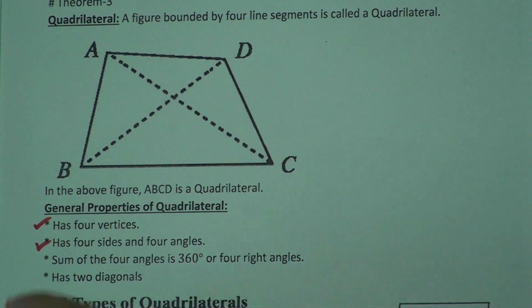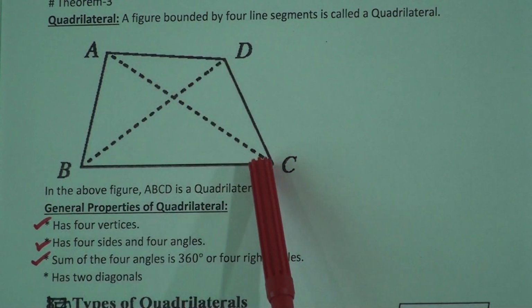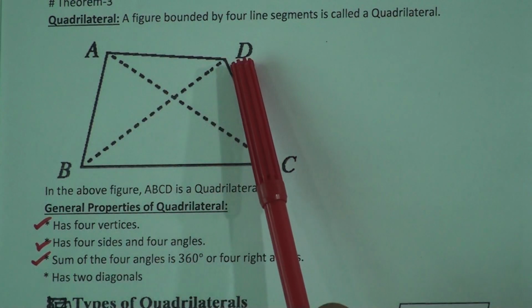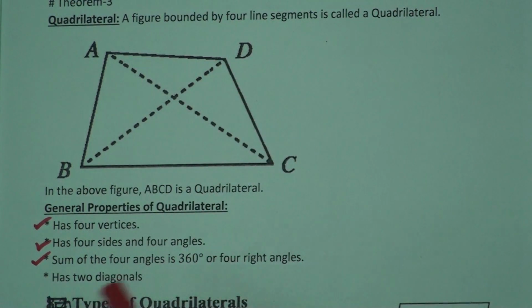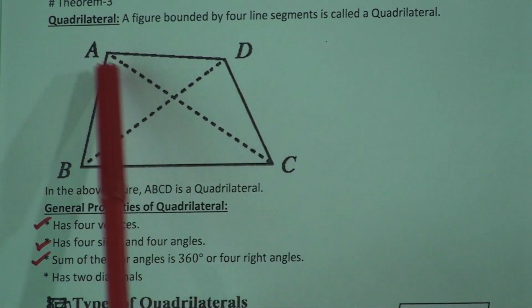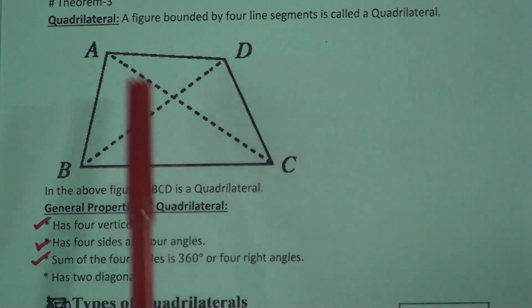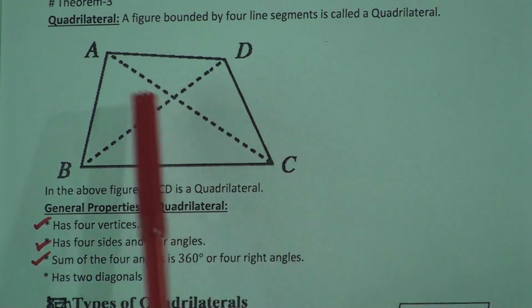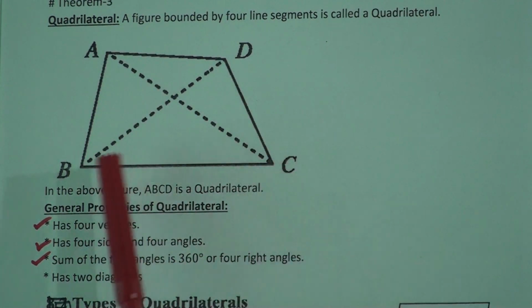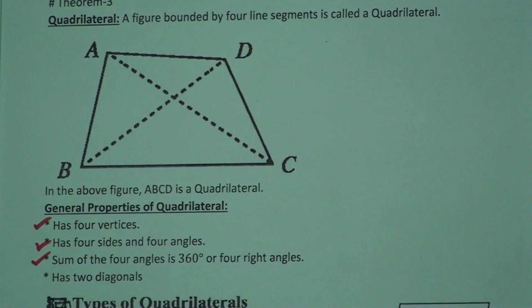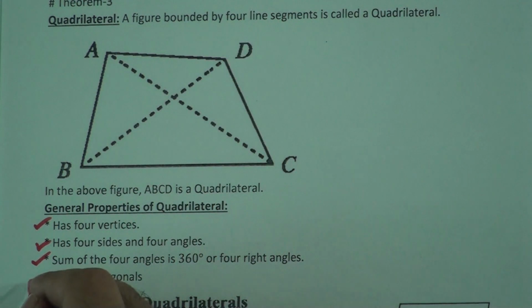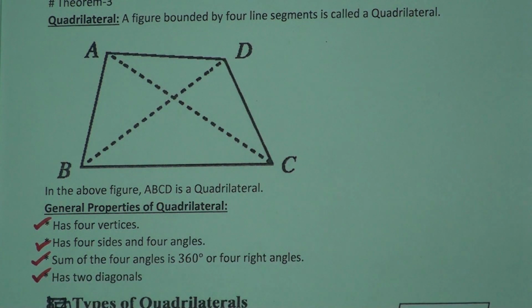Okay, now the next property I have written here is that it has 2 diagonals. It means that any quadrilateral has 2 diagonals. Here one diagonal is AC and another diagonal is BD. Diagonal means if we join any 2 opposite vertices by a line segment, that line segment is known as a diagonal. So if we join A and C, we will get the diagonal AC, and if we join B and D, we will get the diagonal BD. So we will get only 2 diagonals for any quadrilateral. Okay dear students, I have discussed the general properties of quadrilateral.